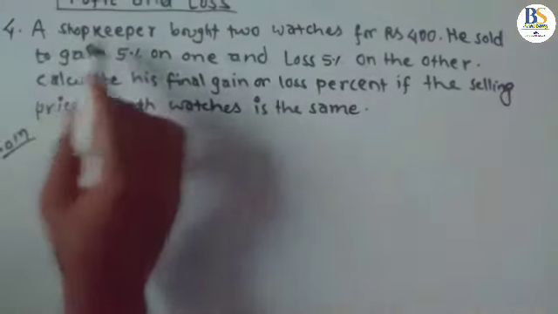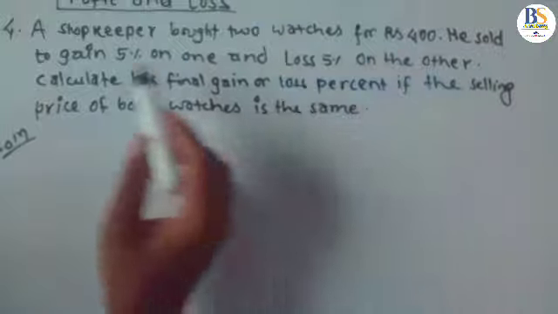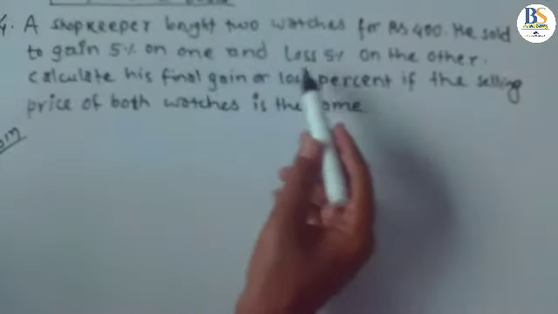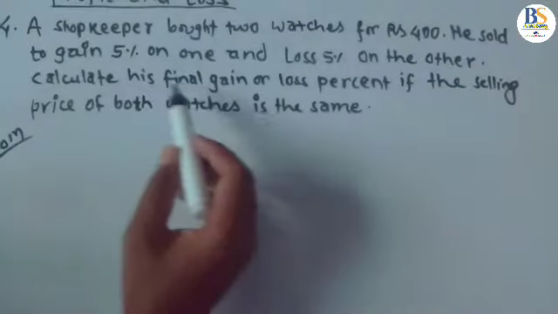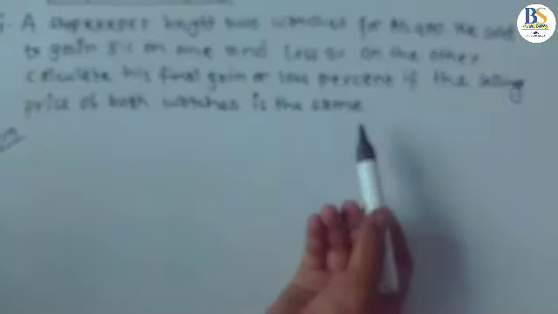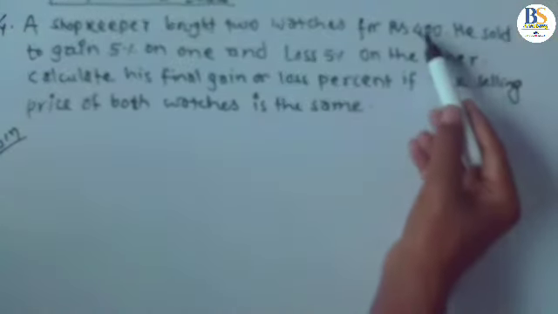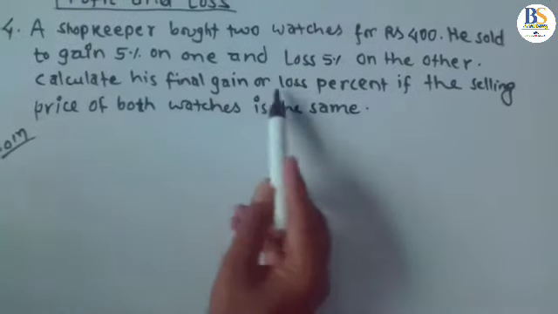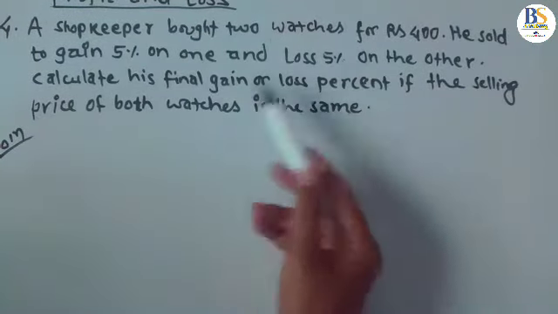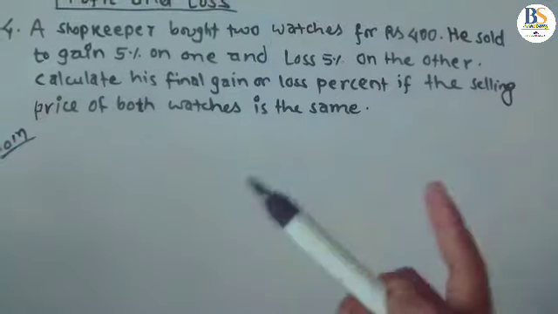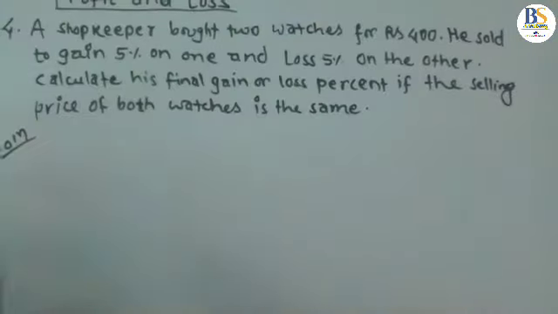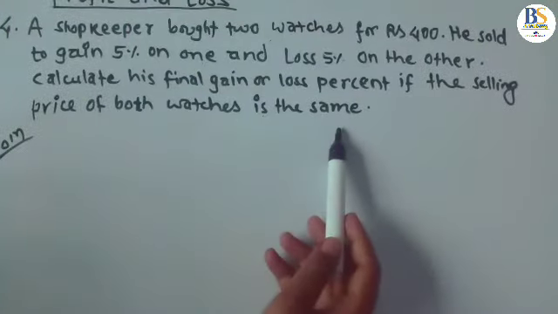Well, question number 4. A shopkeeper bought 2 watches for Rs 400. He sold to gain 5% on one and lost 5% on the other. Calculate his final gain or loss percent if the selling price of both watches is the same. In this question, CP of 2 watches is given. Then we have to calculate final gain or loss percent. To find gain or loss percent, we have to calculate SP of 2 watches. Our target is to find SP of 2 watches.